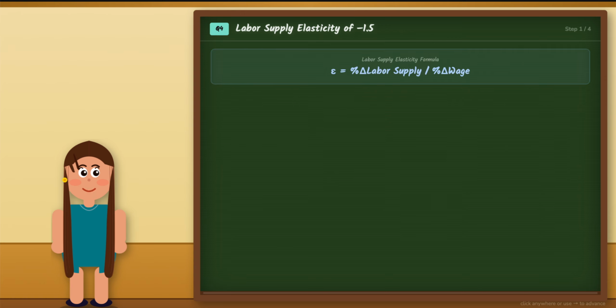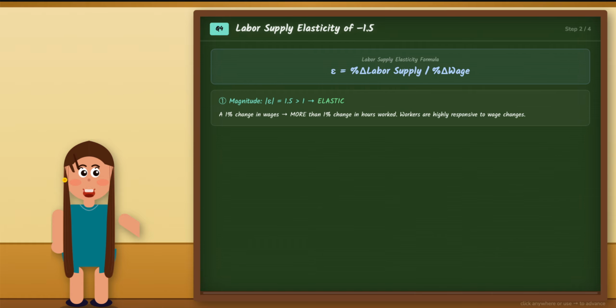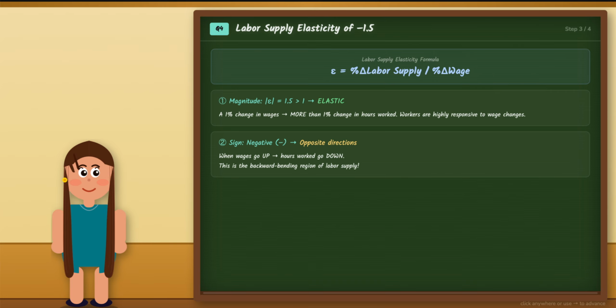For question 4, it asks us what a labor supply elasticity of -1.5 means in words. I just lost the point for only addressing one of the two parts. The labor supply elasticity formula is the percent change in labor supply divided by percent change in wage. Part 1 is the magnitude. The absolute value of -1.5 is 1.5, which is greater than 1. This means that labor supply is elastic. A 1% change in wages leads to more than 1% change in hours worked.